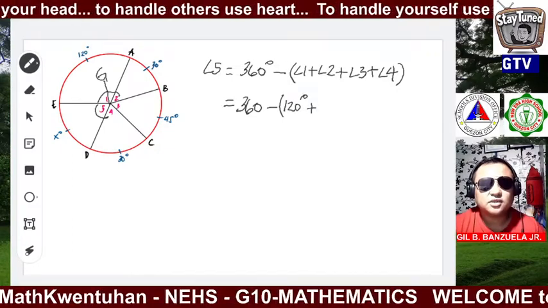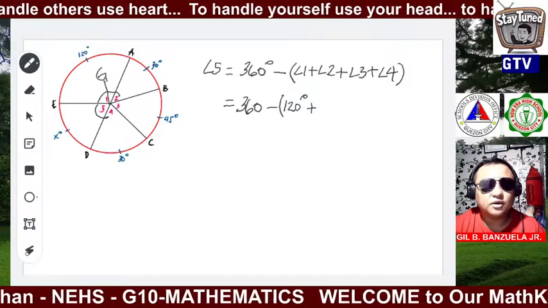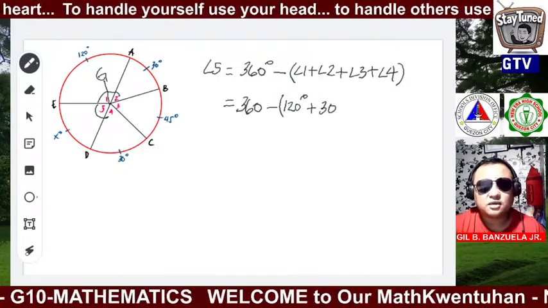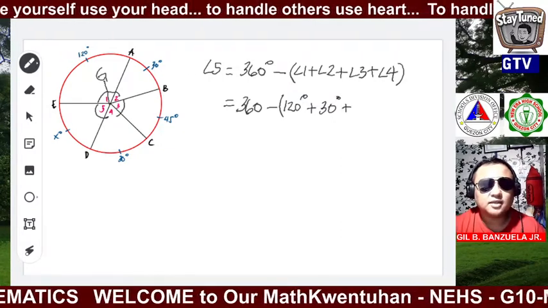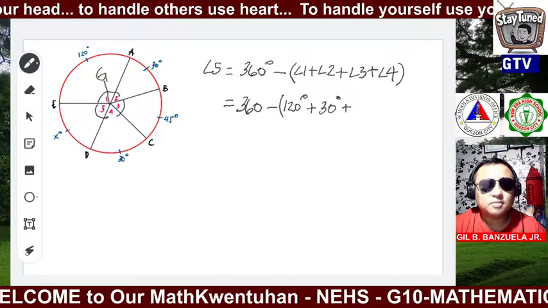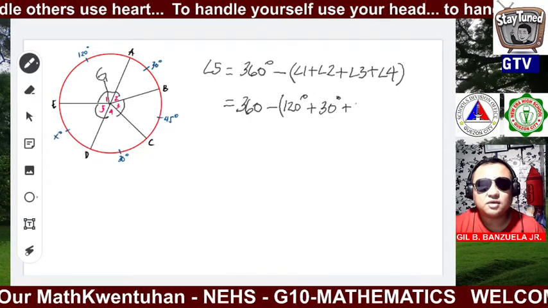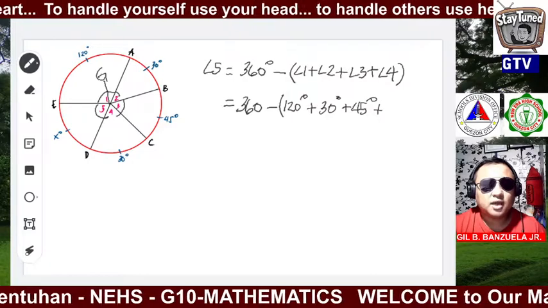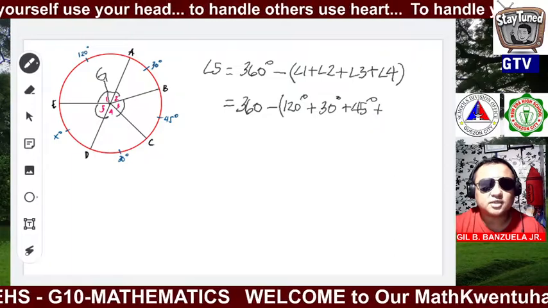Alright. So let's do the same on angle 2. So angle 2 intercepts arc AB. Therefore, since arc AB is 30 degrees, therefore angle 2 is 30 degrees as well. Then, let's do that as well on angle 3. So angle 3 intercepts arc BC. And since the measure of arc BC is 45 degrees, then therefore angle 3 is equal to 45 degrees as well. And finally, the measure of angle 4 is equal to the measure of arc DC, which is 30 degrees.